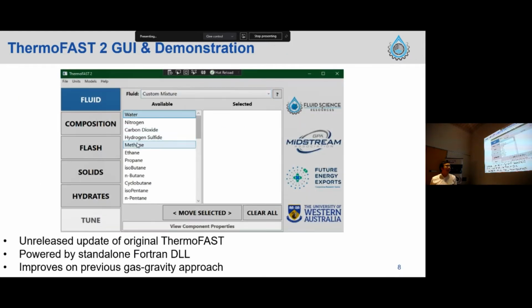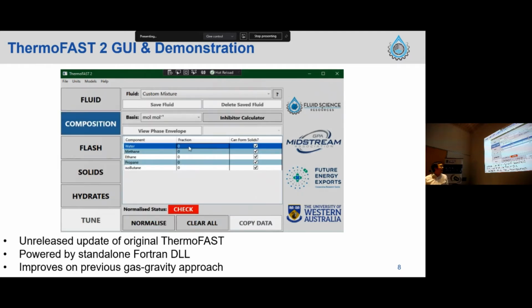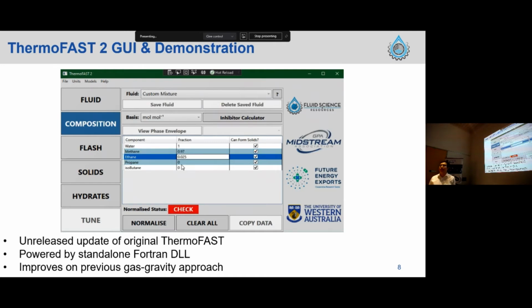This is a demonstration of ThermoFAST 2, which is an unreleased update of ThermoFAST, and I'm going to show you an example of a hydrate phase equilibrium calculation here. This is just a simple multi-component mixture.